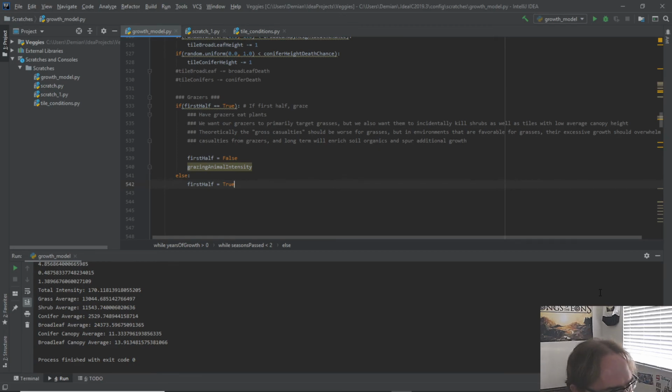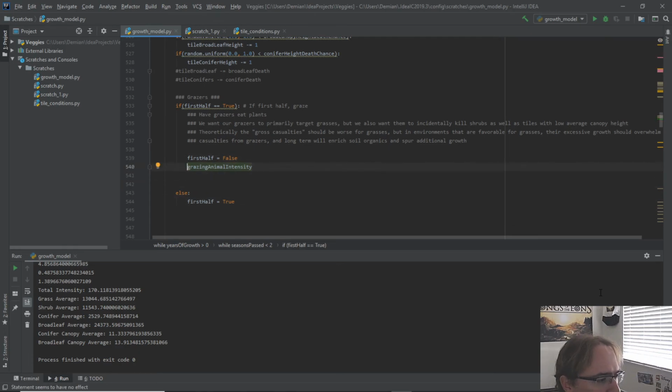Okay. And so we're going to try and represent that as well. But for now, we want our grazers to primarily target grasses, but also incidentally kill shrubs as well as tiles with low average canopy height. Theoretically, the gross casualties should be worse for grasses, but in environments favorable for grasses, their excessive growth should overwhelm casualties from grazers, and long term will enrich soil organics and spur additional growth. Okay.